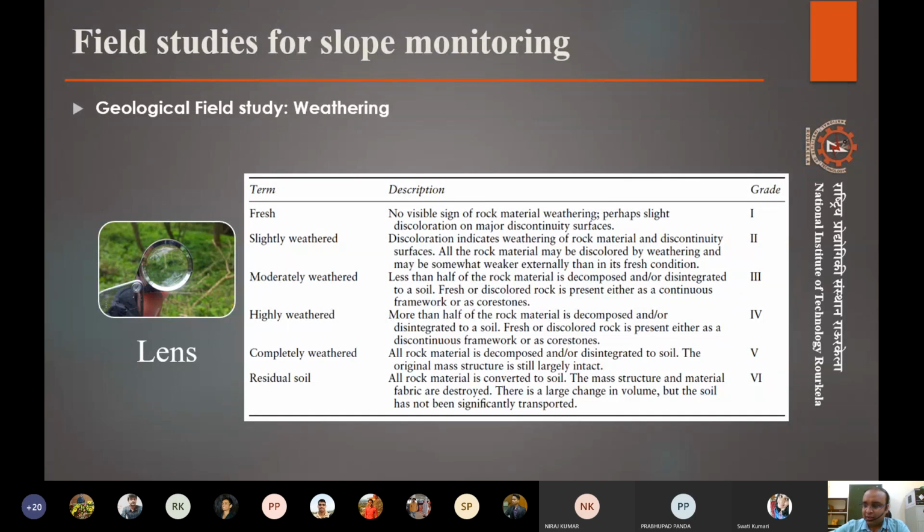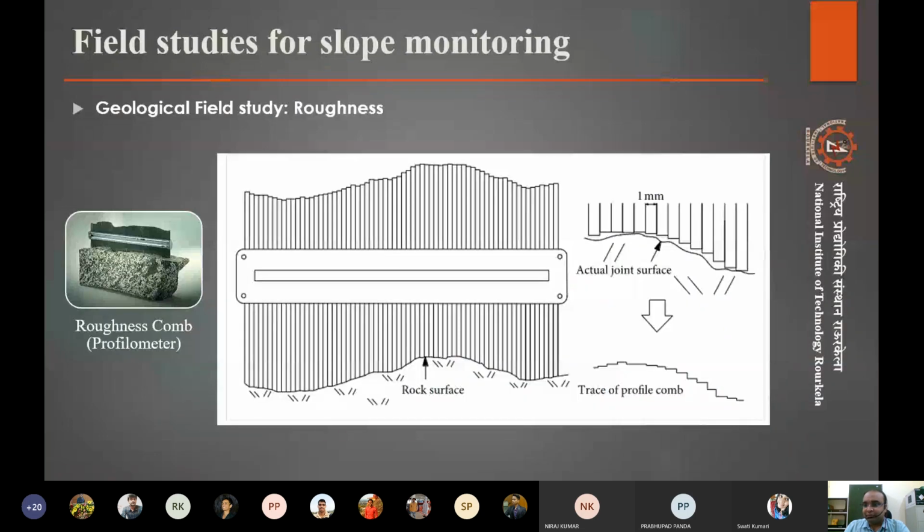So that's why weathering also is one of the recorded parameters, one of the noted parameters when we go for geological studies, right? We were discussing last time, when I think we were cut off, about how we measure the roughness. So roughness is measured by something called a roughness comb, or in technical terms, a profilometer.